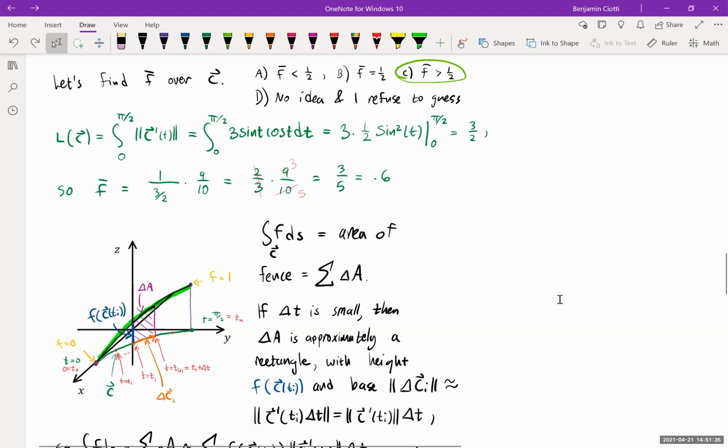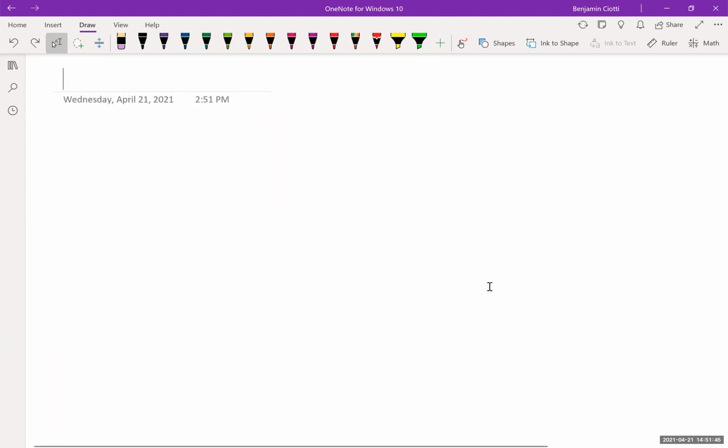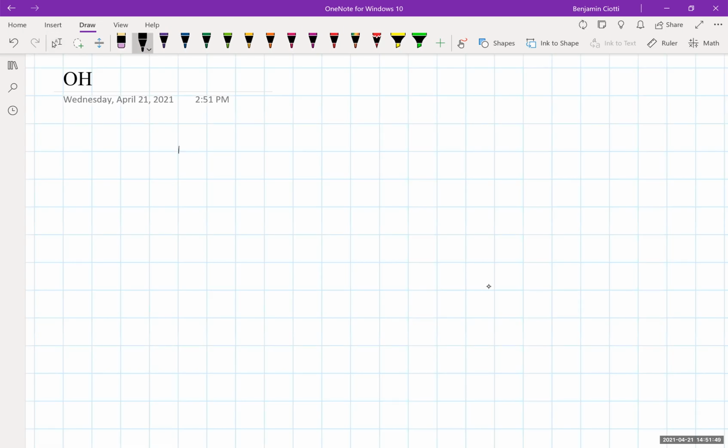You're asking if the curve is straight? Yeah. So the curve is like that. It's not straight. And if it was straight, then you would be right. The average would be a half.